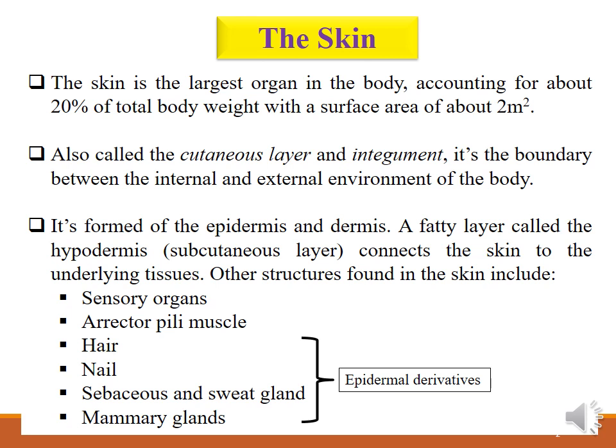Now the skin is formed of the epidermis and dermis, so it is formed of two layers. A fatty layer called the hypodermis, the subcutaneous layer, connects the skin to the underlying tissues. In addition to the epidermis and dermis, we have other structures found in the skin, and these include sensory organs, the erector pili muscle, hair, nail, sebaceous and sweat glands, and the mammary glands. Actually, the hair, the nail, the sebaceous and sweat glands, and the mammary glands are epidermal derivatives. They are derived from the epidermis, as we are going to see in the subsequent slides.